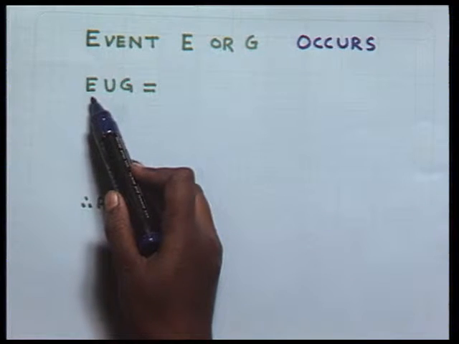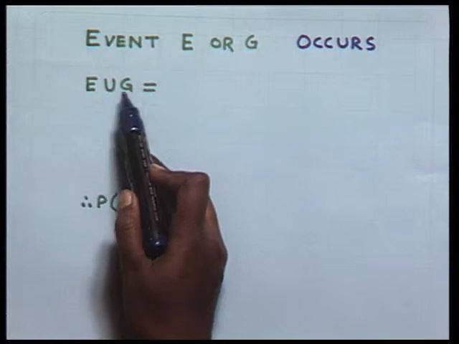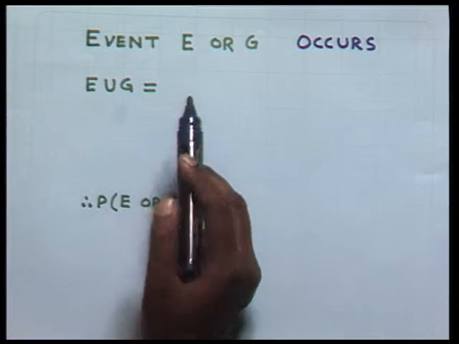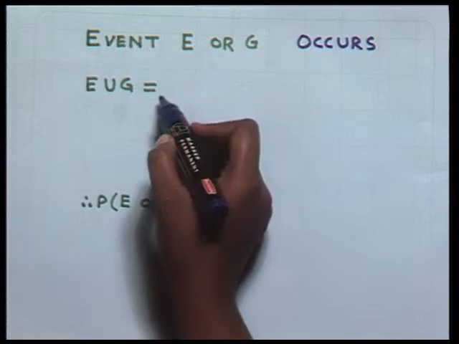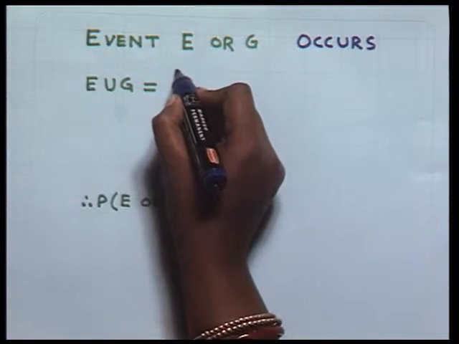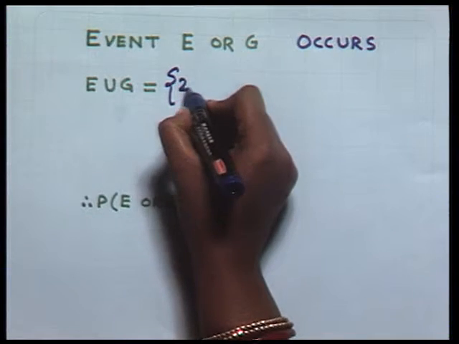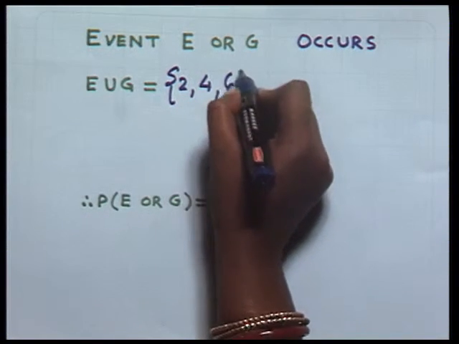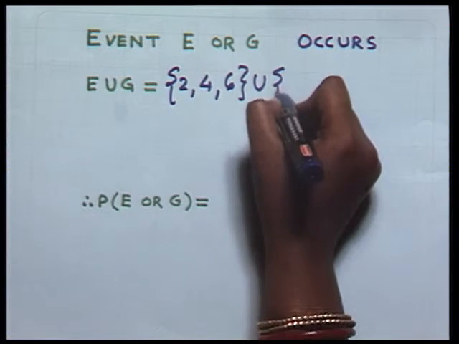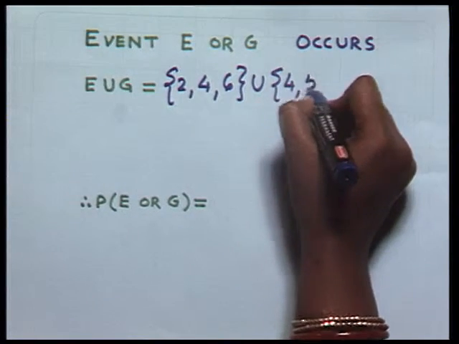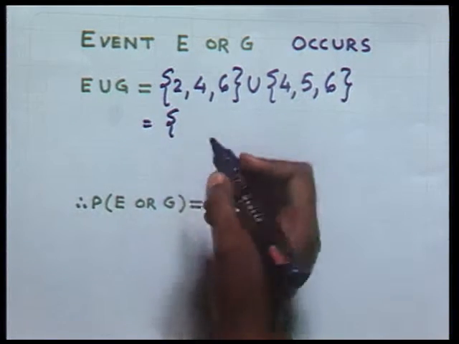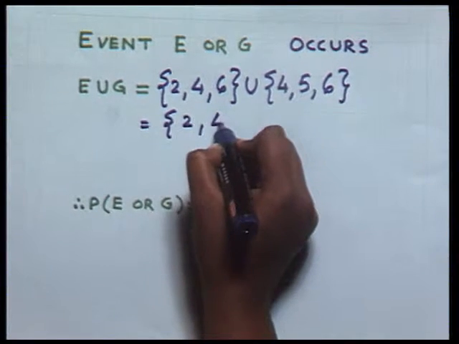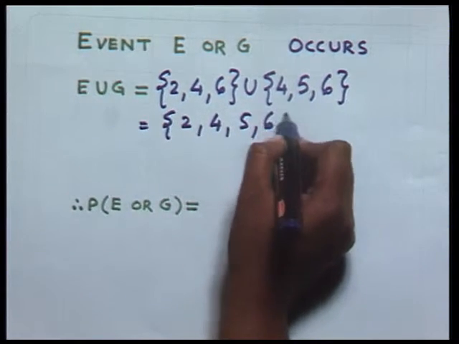Similarly, event E or G occurs when E occurs or G occurs or both E and G occur. So, the subset for the event E or G is given by E union G, which has the elements 2, 4, 6, union 4, 5 and 6. So, we get the final set E union G as 2, 4, 5 and 6, that means it has 4 elements.